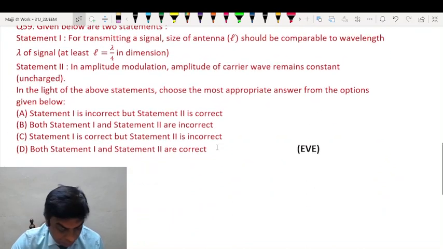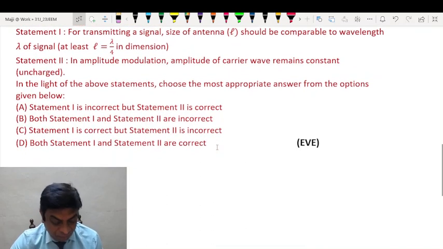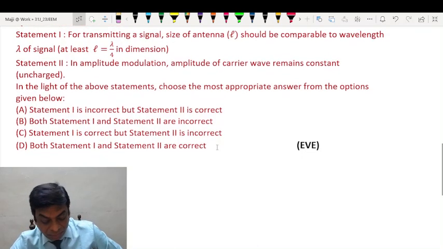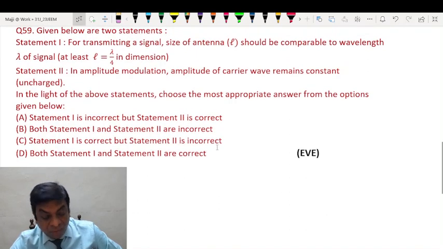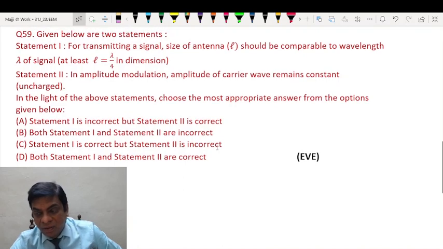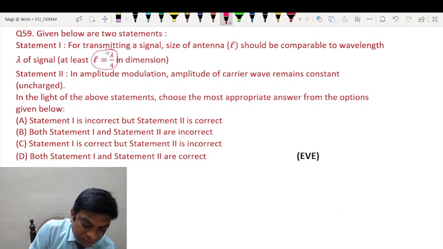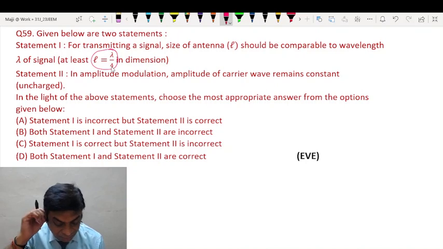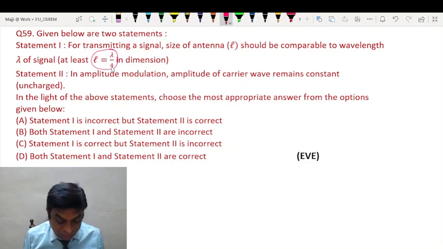Then moving on to the next question, given below are two statements. For transmitting a signal, size of antenna should be comparable to wavelength lambda of signal. That is true, students. Broadly classifying, we have basically two types of antenna. One is the Marconian antenna and the other is Hertz antenna or Hertzian antenna. This is the concept of Marconian antenna: 1/4 of the lambda is buried inside the earth, and only 1/4 lambda is outside the earth. Then you have Hertzian antenna where you have lambda by 2 on either side.